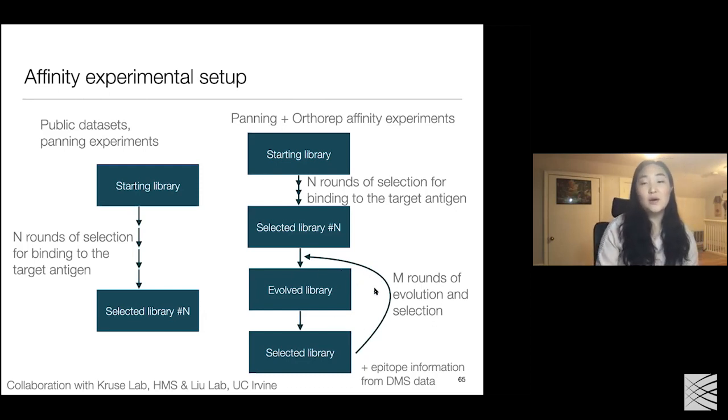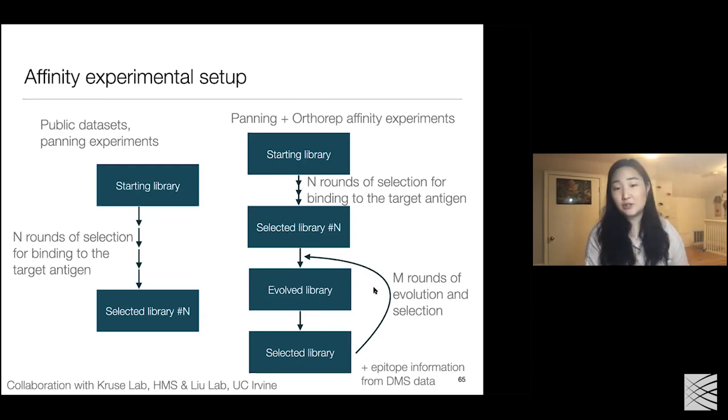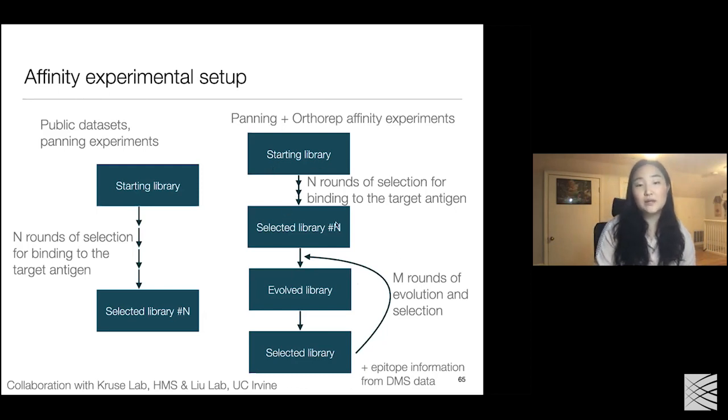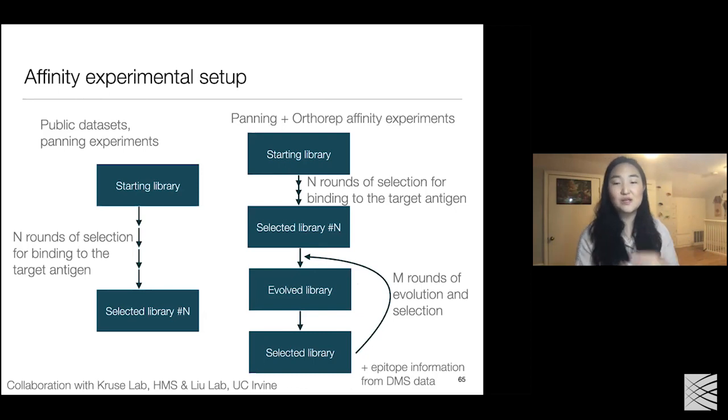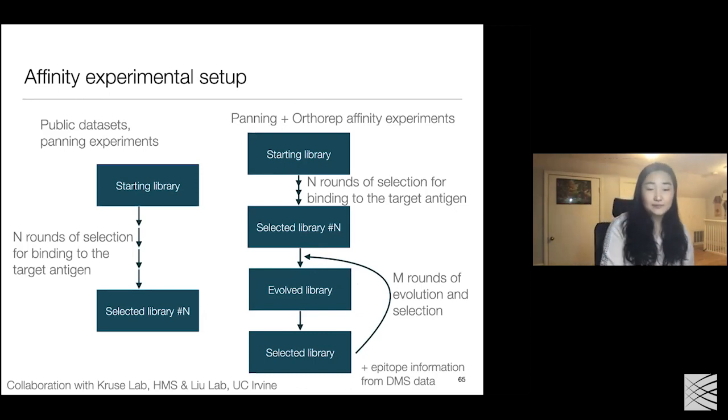So this is a mimic for potentially affinity maturation, or you could just plop the starting library here as we do with our own library and do the evolution and selection, which really combines the panning experiments and the affinity maturation experiments all into one experiment.